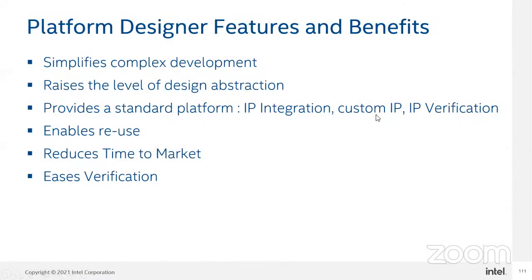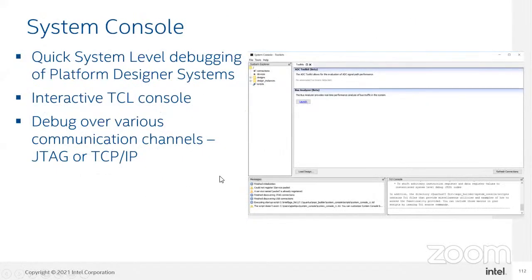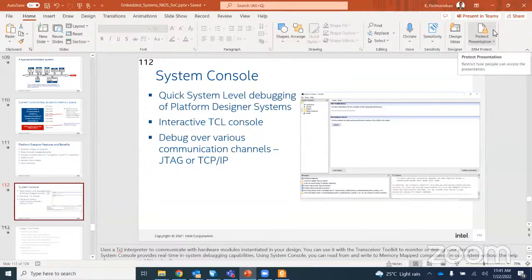So this gives you the specific logic where a standard platform enables reuse, reduces time to market, and eases verification. And how do we open System Console? It looks like this, and you need to use the Tcl console here and run the Tcl script so that we can see what is happening inside the design. So it is an interactive Tcl console, and it is a quick system-level debugging tool that is used with Platform Designer systems. Okay, how do we use this? I will explain the example to you in detail now.